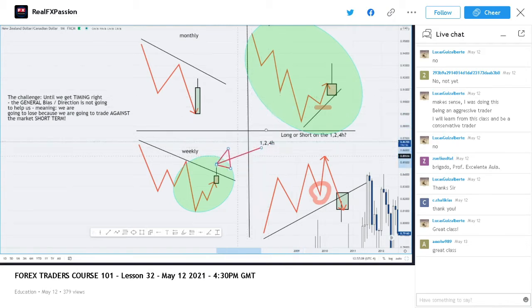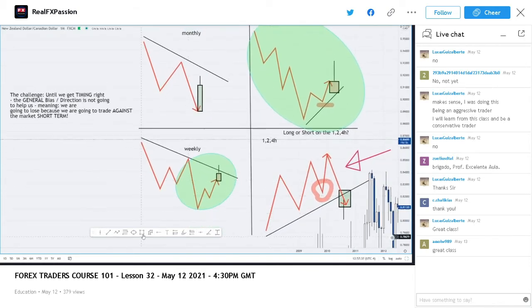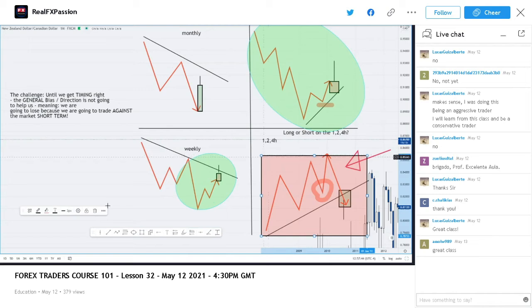So when you say long or short on the daily, what should you do on the daily? Should you go long or short, based on what you are seeing from the weekly, and everything that happened back in time? But let's leave it like this. And everything that is happening on the 1 hour, 2 hour, 4 hour chart, this quadrant in here, right? This quadrant, let's change colors.